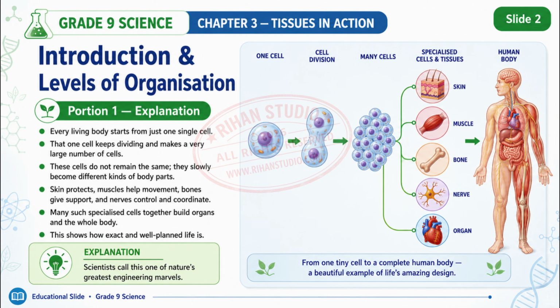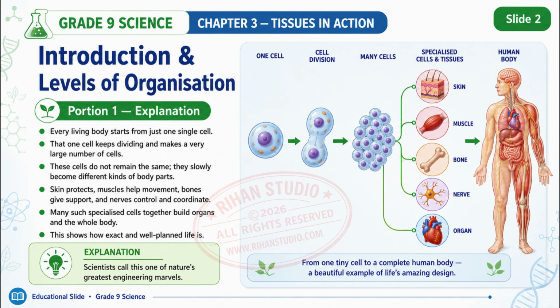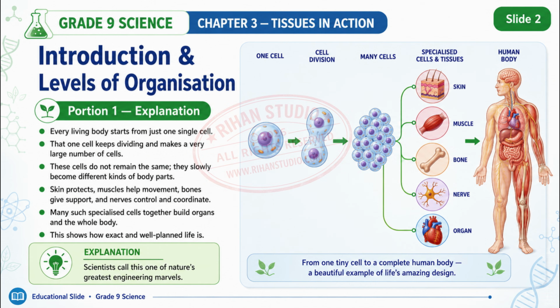Instead of staying the same, these cells slowly form different parts: the skin for protection, muscles for movement, bones for support, and nerves for control and coordination, and all other organs. This buildup is so exact and well-planned that scientists call it one of nature's greatest engineering marvels.